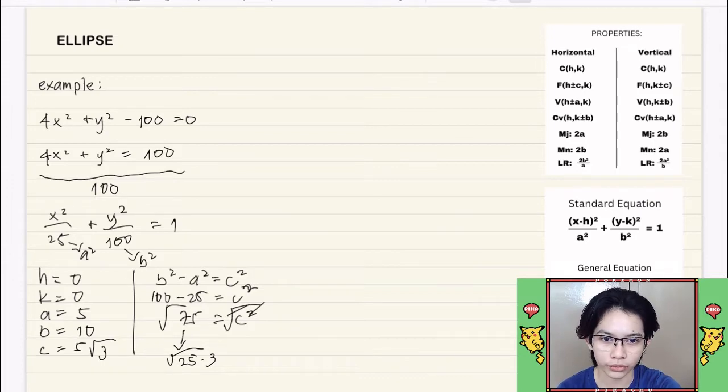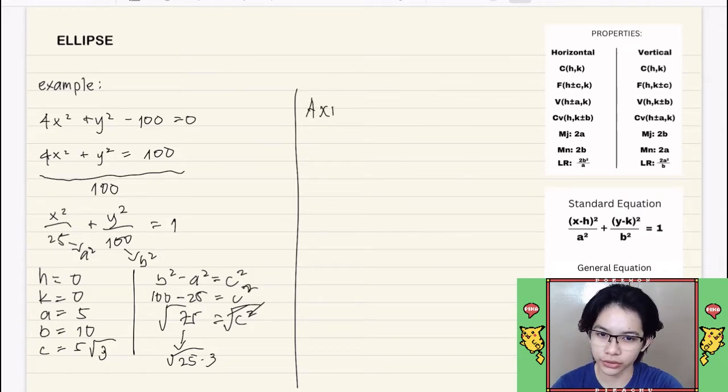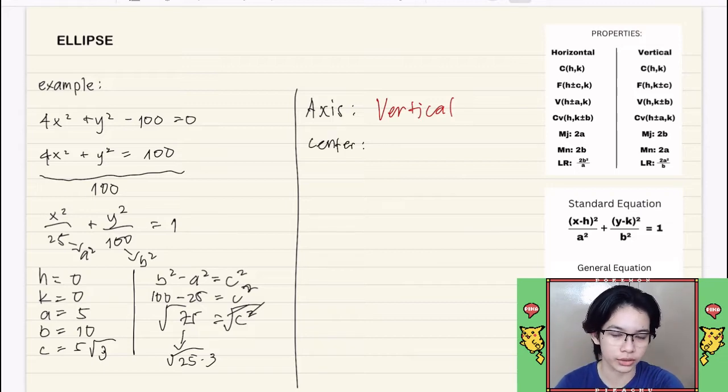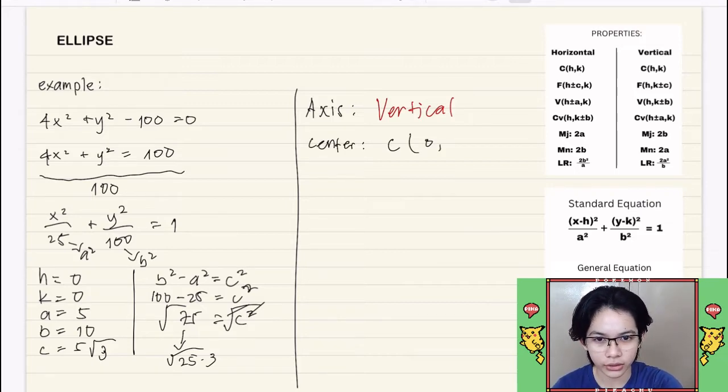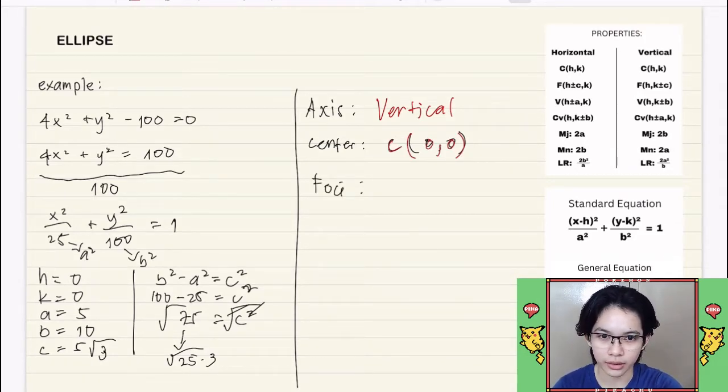Now that we have values for h, k, a, b, and c, we can now get the properties. The axis of this equation is vertical, as b² is bigger than a². The center is (0, 0), since h and k are both 0. The next one is the foci, which is k plus or minus c, given in the table.